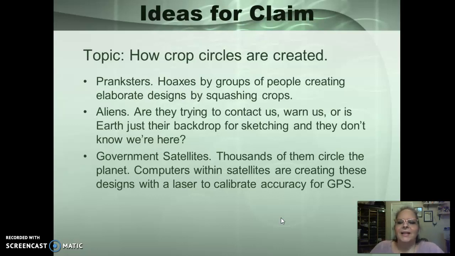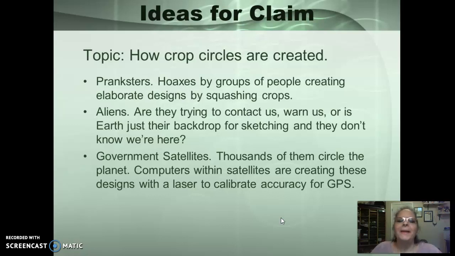So listing ideas, they could be pranksters. People just going out with a board and squishing down crops to make a big circle. Or aliens, for the conspiracy theorists in us. They're trying to contact us or warn us, or we're just the Etch-a-Sketch background for their kids' laser guns. Or government satellites. Thousands of satellites are out there surrounding us on this planet, so they have to calibrate them.